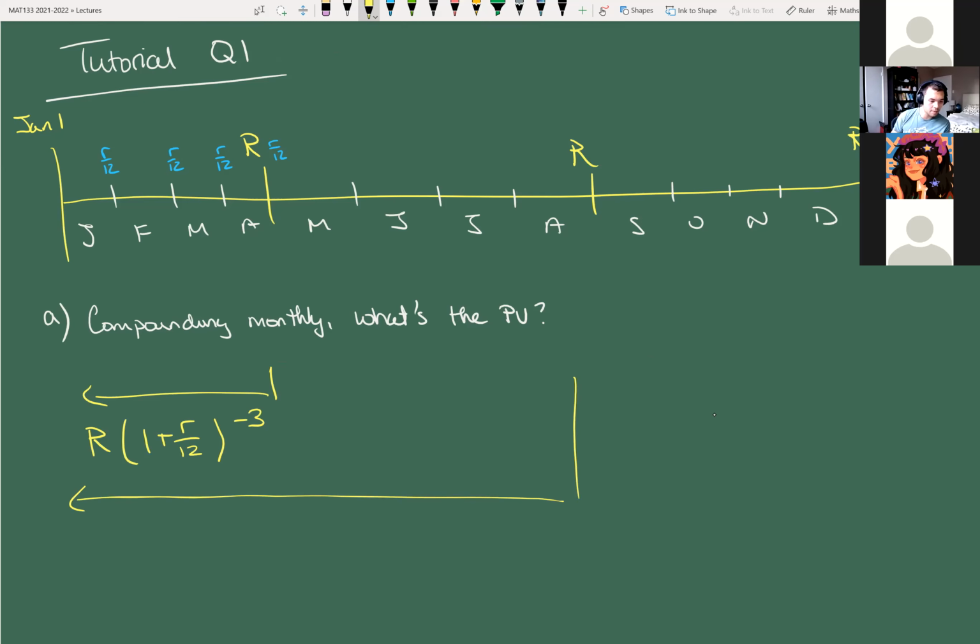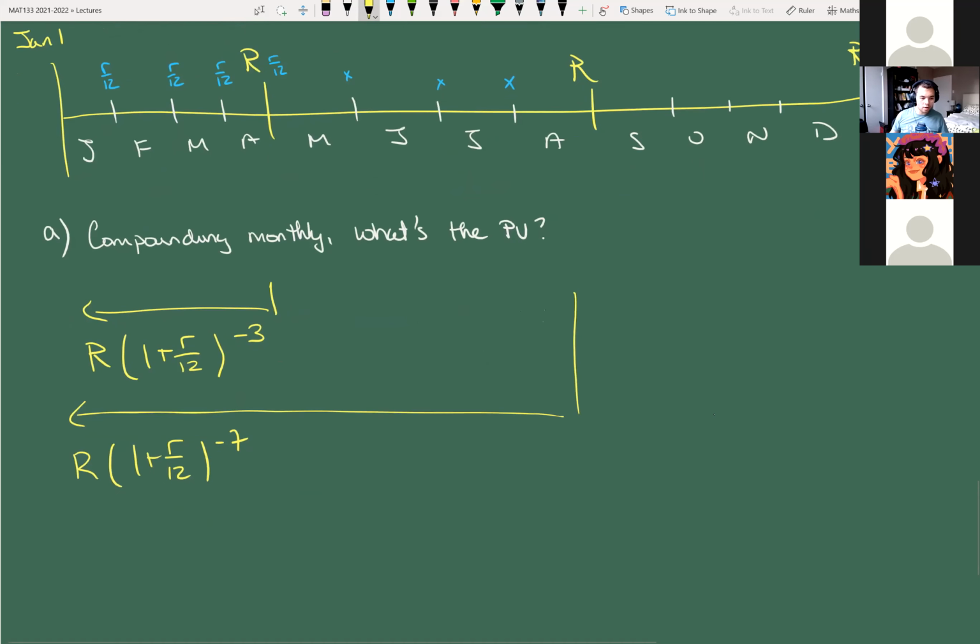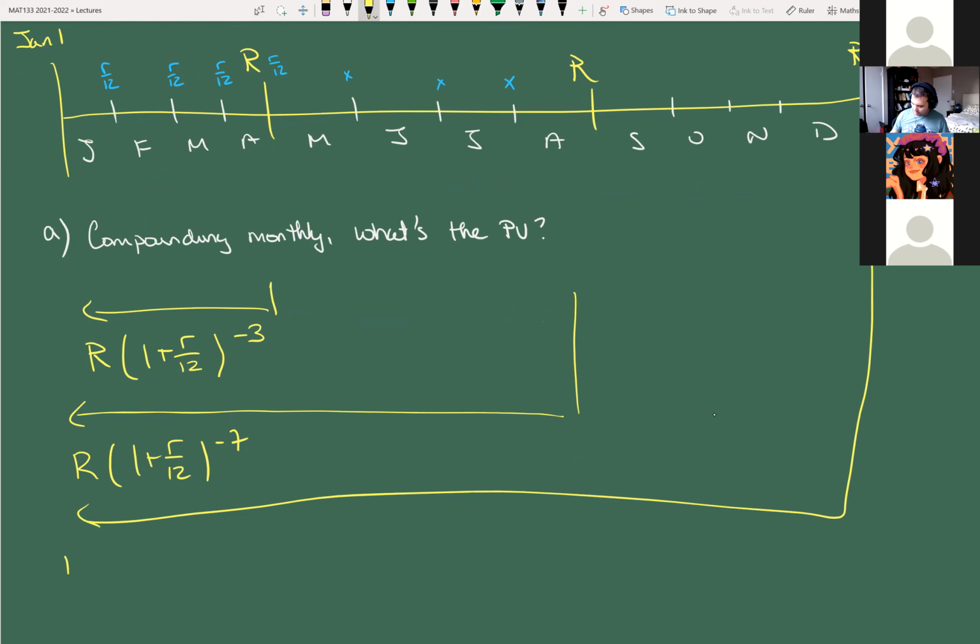Okay, and so the second payment. 8 seems, let me just double check. That to me seems like 1, 2, 3, 4, 5, 6, 7, right? Yeah, okay. I'll assume it was just a typo. R times 1 plus R over 12 to the -7. All right, let's do one more. Someone's jumping the gun there, but I like it. And we get R times 1 plus R over 12 to the -11.